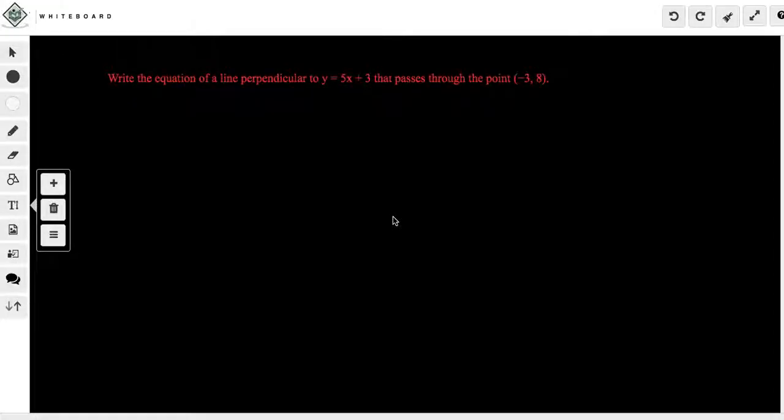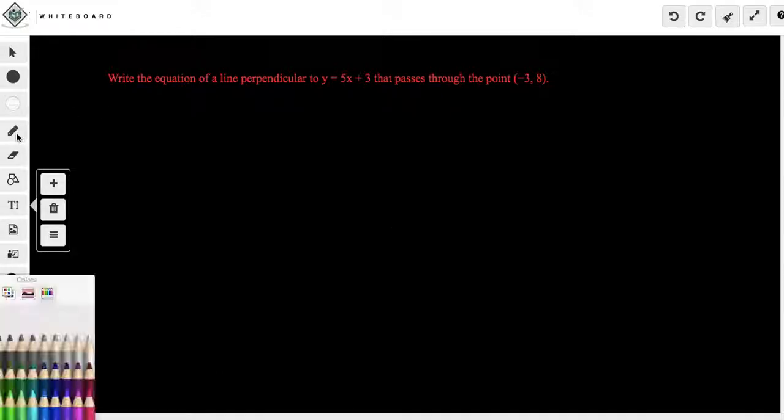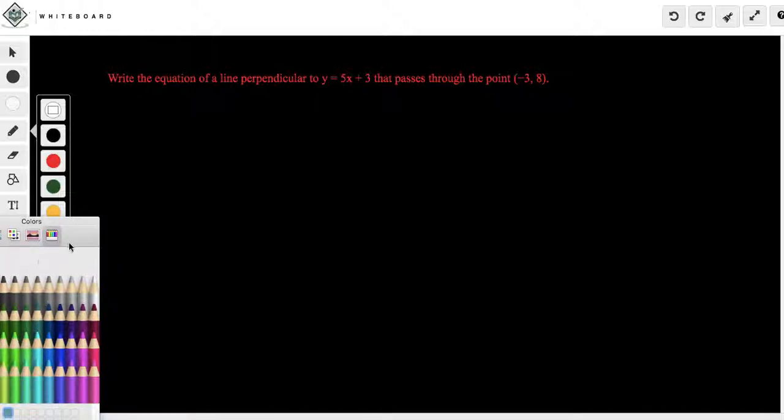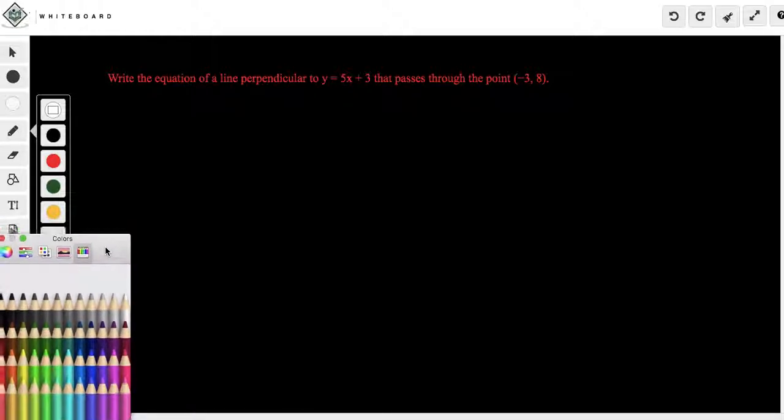Hey guys. All right, so we're going to talk about writing equations for lines, parallel and perpendicular. This one is how to write the equation of a line perpendicular to a given line that passes through a certain point. So on the test, you're going to have questions like this, and you're just going to look at it and figure out what they're asking. And then you're going to determine what you need to do based on what they're asking.